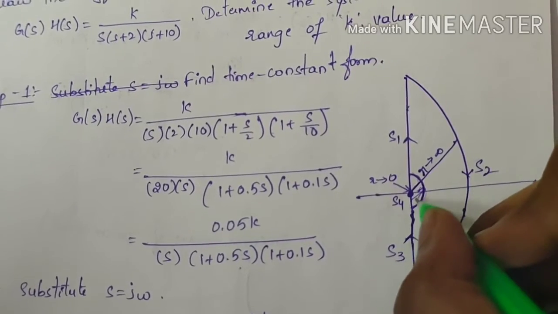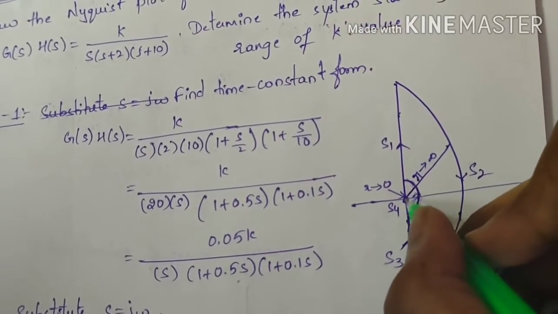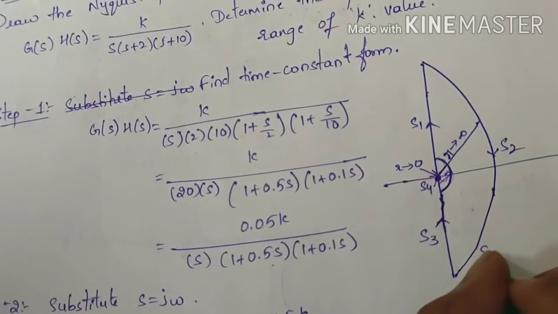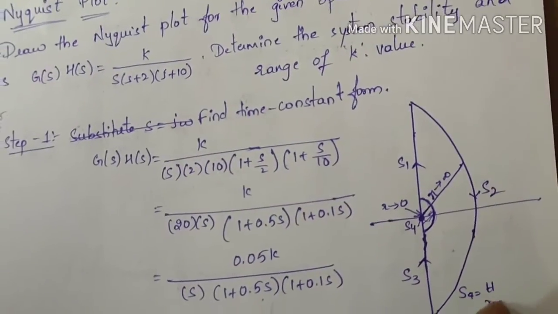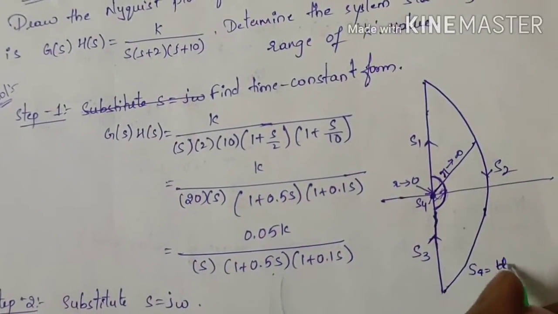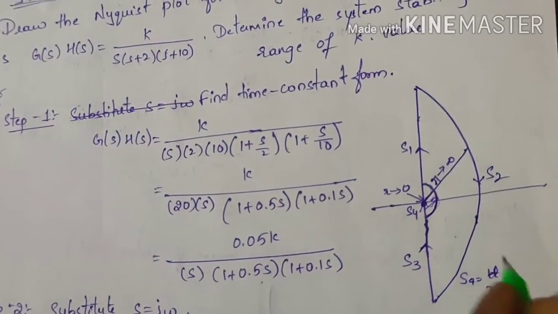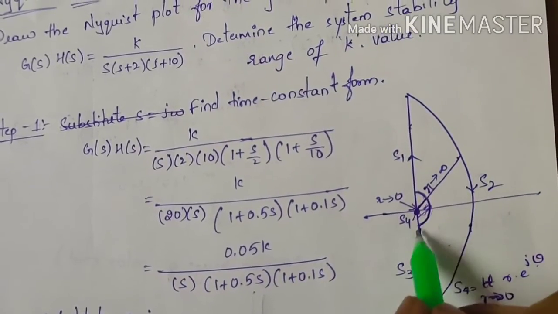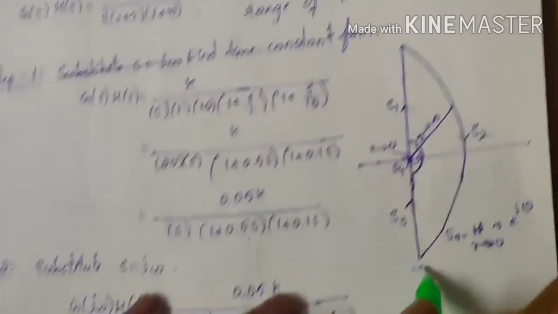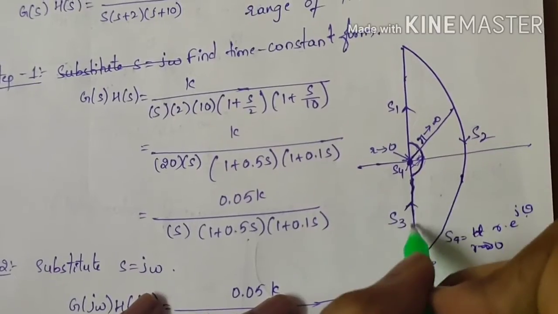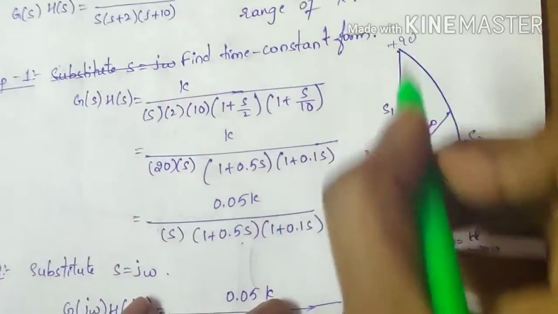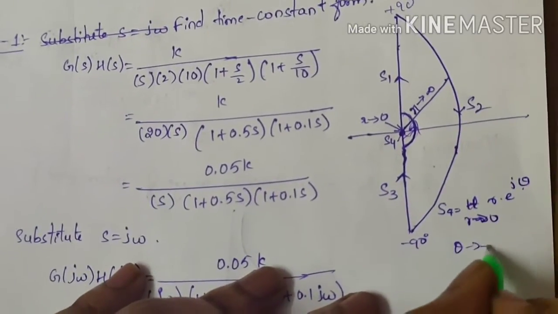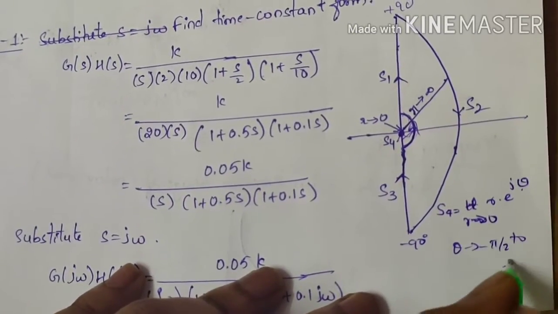Now here S4 represents what is the radius. This is a very, very small radius which is used only to avoid this pole at origin. So since it is very small, I am taking S4 as limit r tends to 0 of r into e to the power of j theta. Now theta is varying from here to here. Here it is minus 90 degrees, and here it is plus 90. So it is traveling from minus 90 to plus 90. So theta is varying from minus pi by 2 to plus pi by 2.